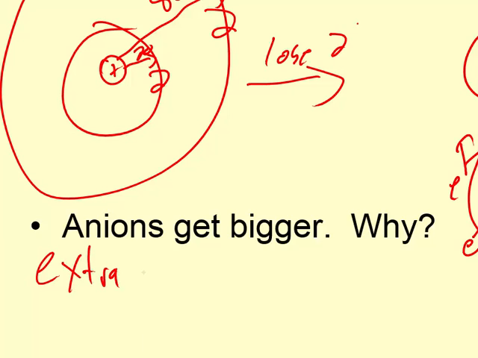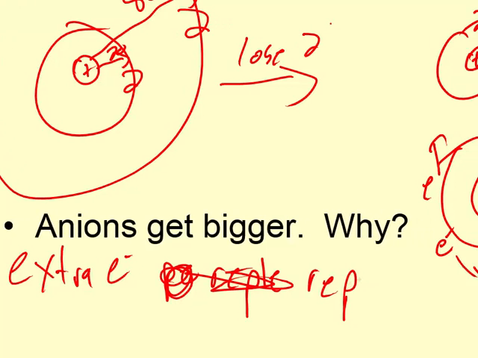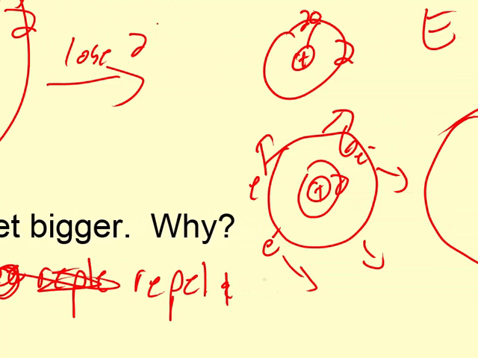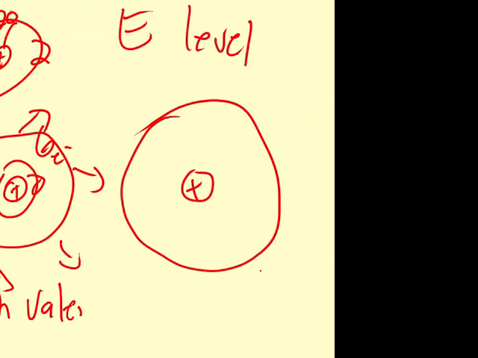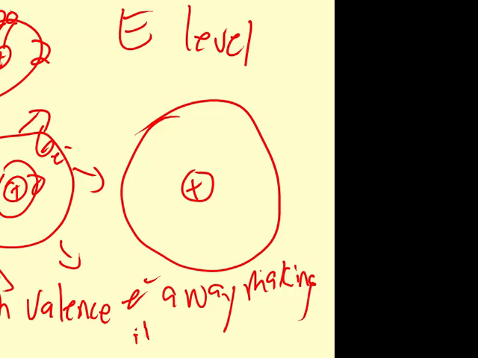Extra electrons repel and push valence electrons away, making it bigger. I'm sorry, it took me 3 tries to write the word repel.